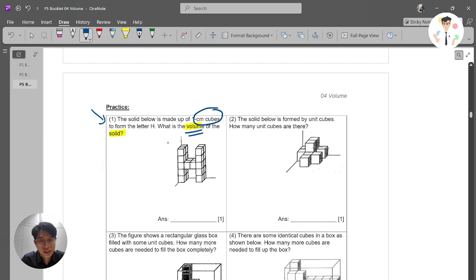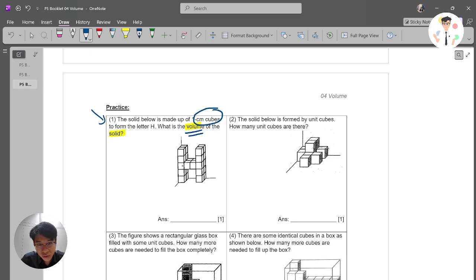So what I need to do to find out the volume of the solid is count how many cubes I have here. Again, there are some cubes that you cannot see, but you know that they are there. Those cubes, you need to count as well. I repeat, there are some cubes inside that I cannot see, but I still need to count them as well.